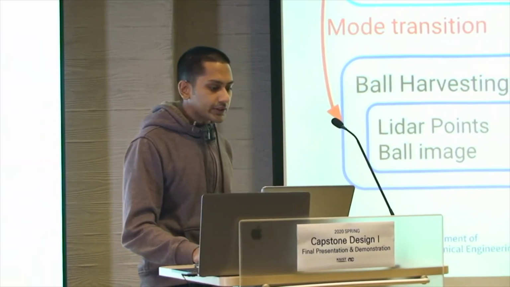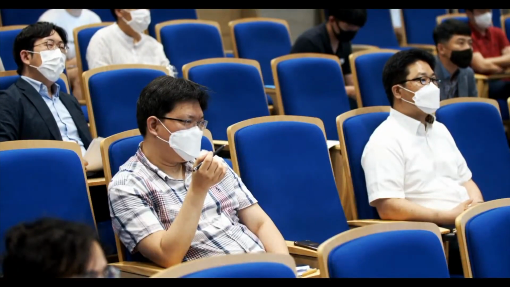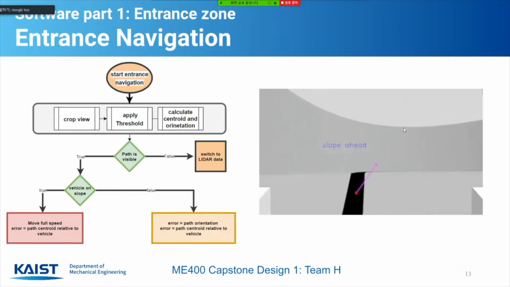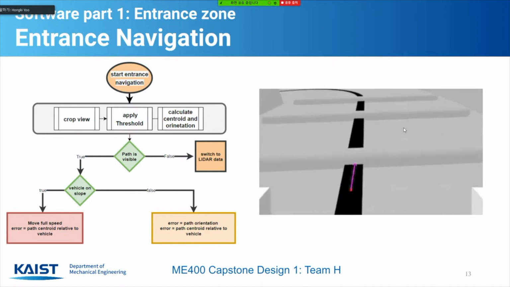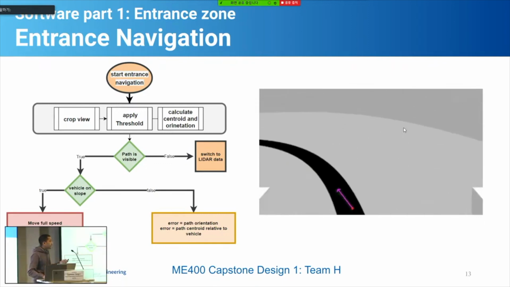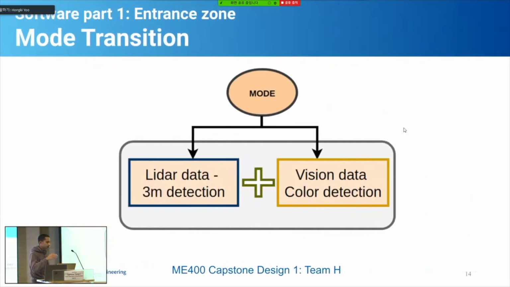So for sensor configuration, we used three cameras and a LiDAR. The center camera is mostly for alignment of objects, and the left and right form a stereo camera for depth and position estimation. So this is our entrance navigation. We use both the LiDAR data and camera. Initially, we use the camera to look for the line, and in case we see the slope, we just go straight without any change in direction at full speed. In case we don't see the line properly, we use the LiDAR data to find the line again.